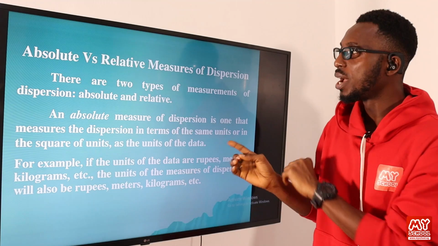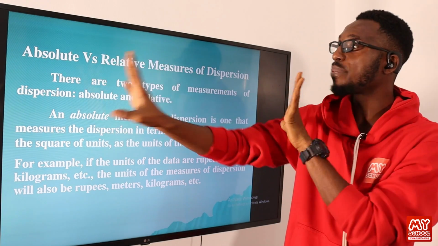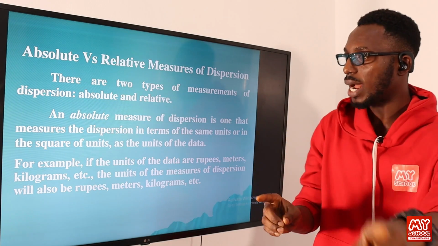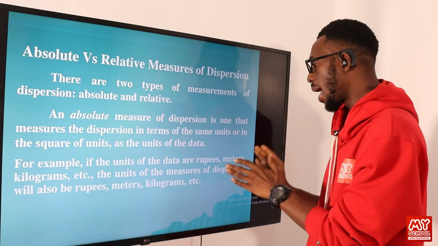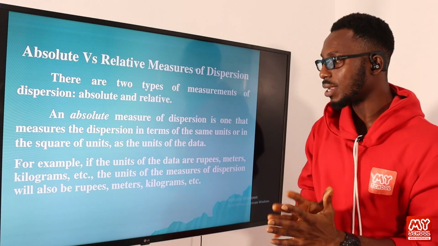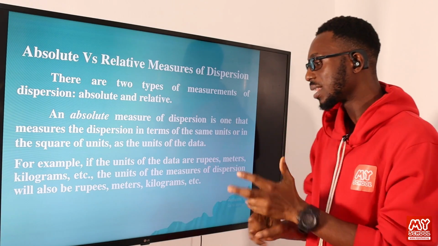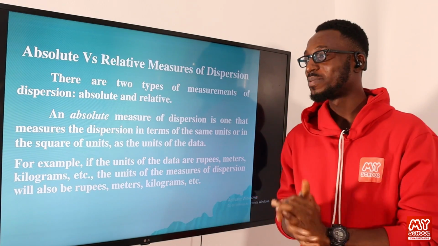So in your absolute measure of dispersion, you realize that you are working in the same unit. Look at an example here. For example, if the units of the data are in rupees, meters, or kilometers, the unit of the measure of dispersion will also be in rupees, meters, or kilometers, respectively. Do we see that? So let's move on to the next slide.